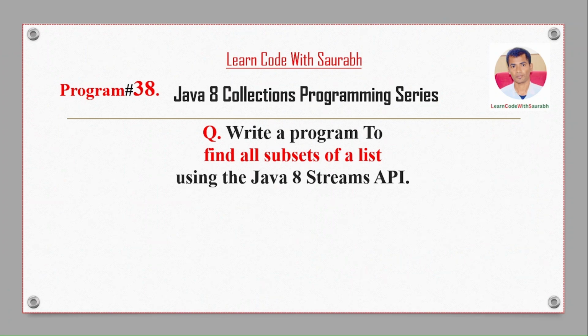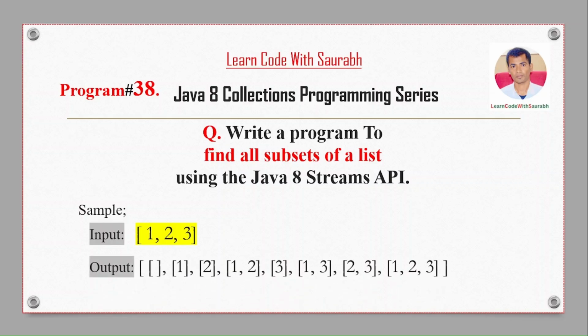Today I am going to solve a program to find all subsets of a list using the Java 8 Stream API. So for example, if we take a list like 1, 2, 3, at that time we will get the subsets like this. The first subset will be blank or empty, and then 1, and then 2, and the next subset 1, 2, and then 3 itself, and 1, 3, 2, 3, and 1, 2, 3.